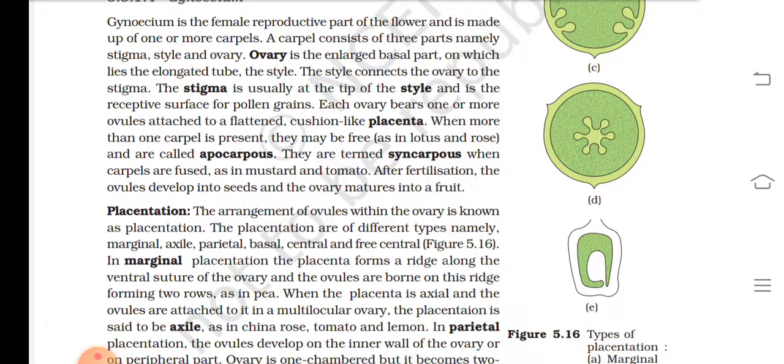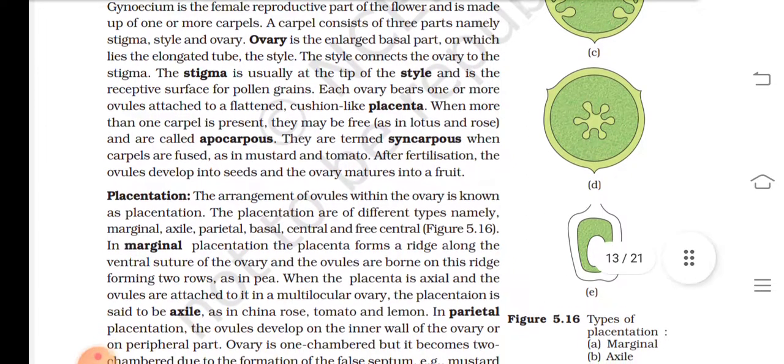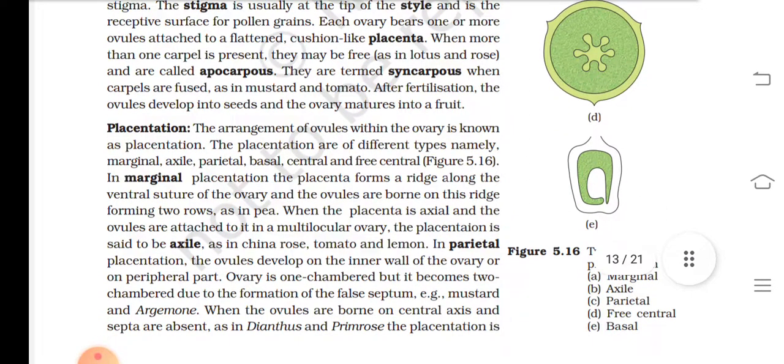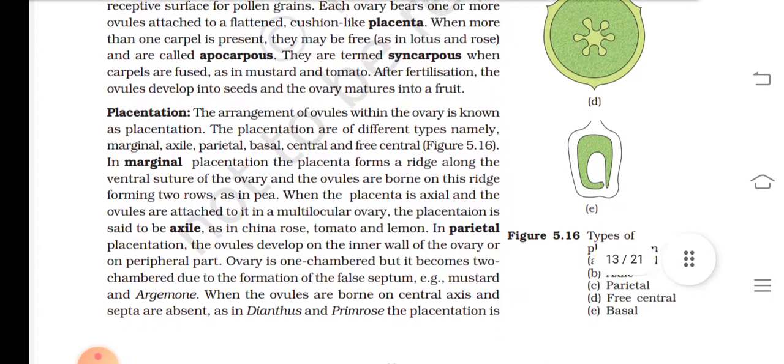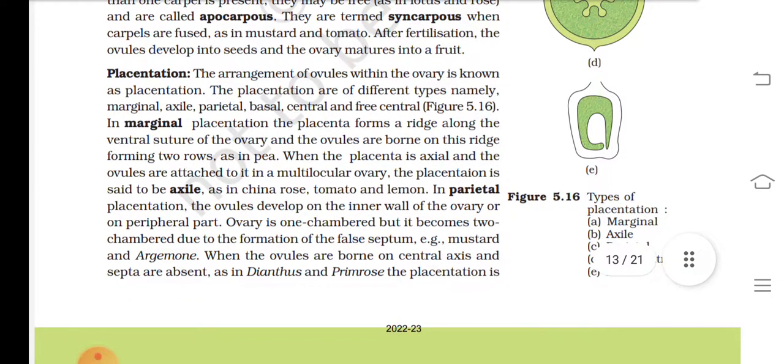Each ovary bears one or more ovules attached to a flattened cushion-like placenta. When more than one carpel is present, they may be free as in lotus and rose and are called apocarpous. They are termed syncarpous when carpels are fused, as in mustard and tomato. After fertilization, the ovules develop into seeds and the ovary matures into fruit.